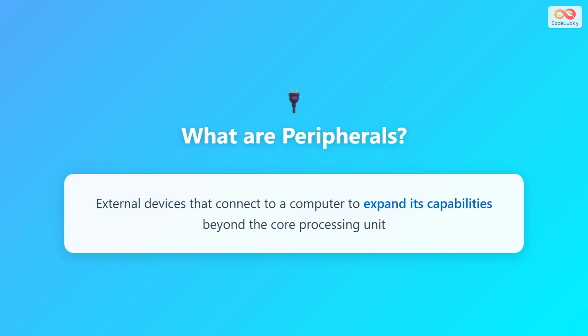Peripherals are external devices that connect to a computer to expand its capabilities beyond the core processing unit. Think of them as add-ons that enhance what your computer can do. They include everything from keyboards and mice to printers and speakers.